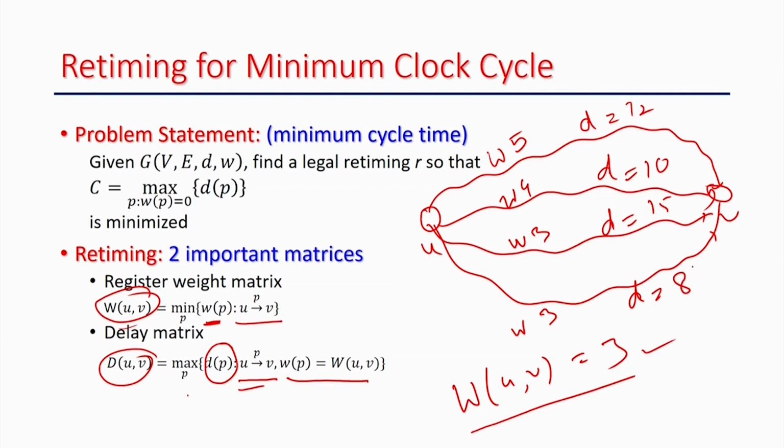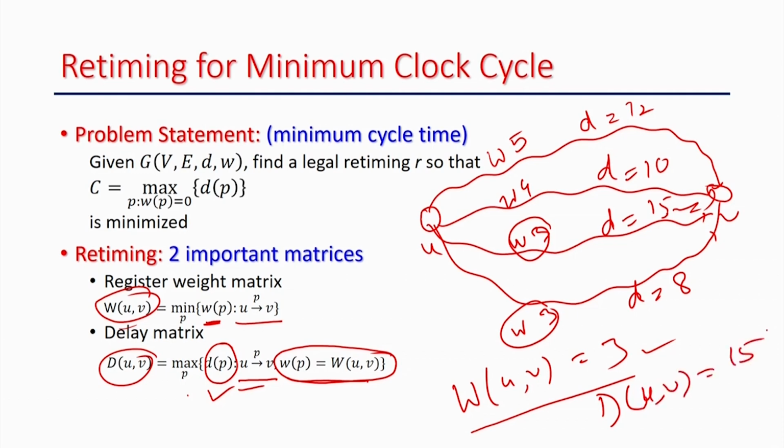I am going to consider the maximum delay, which is basically this 15, but I am going to consider only the paths which have the minimum number of registers. Although there are 4 paths, I am going to consider only these 2 paths because they have the minimum number of registers, and then the path which has the maximum delay value, which is 15. So, D(u,v) will be 15 for this.